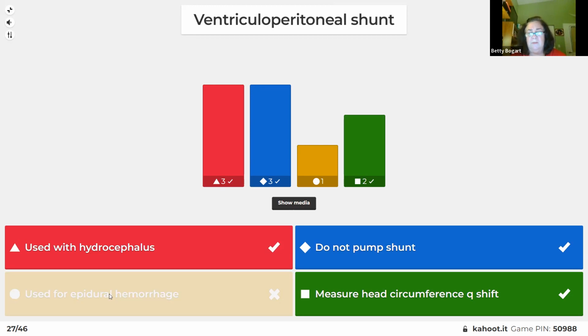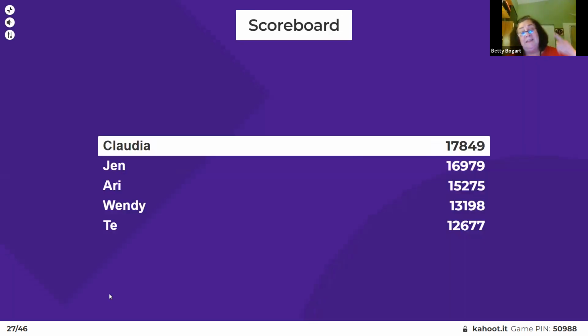Nursing function: measure that head every shift, measure abdominal circumference every shift. And that shunt, you leave it alone. It is only for the neurosurgeon to touch. All we can do is the measuring. And of course, intake and output, daily weights, very important.